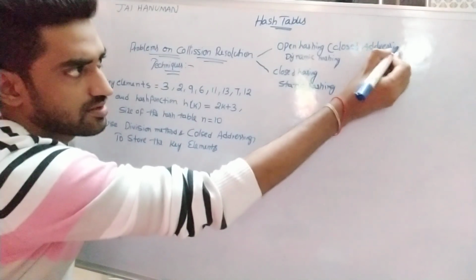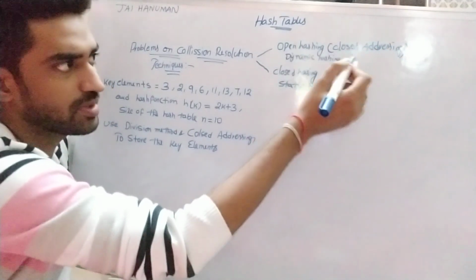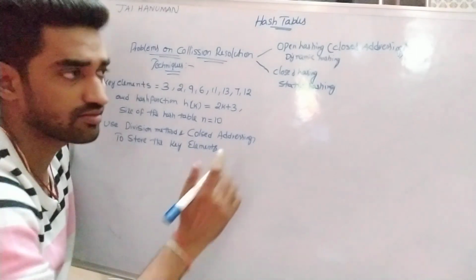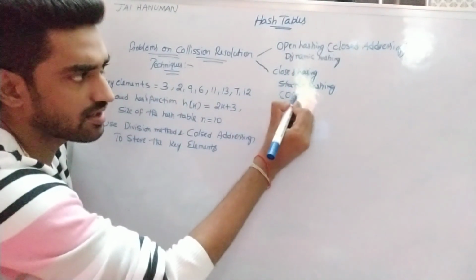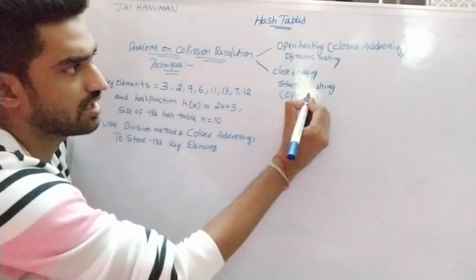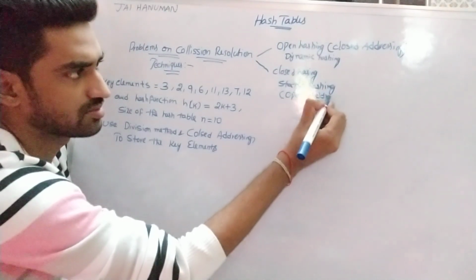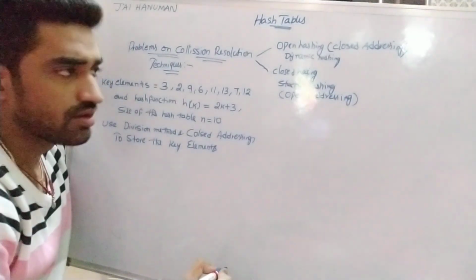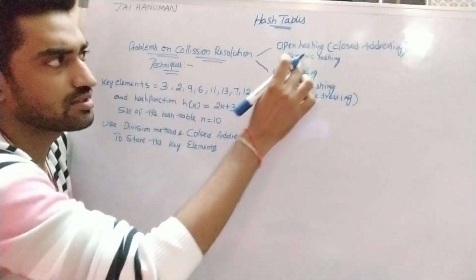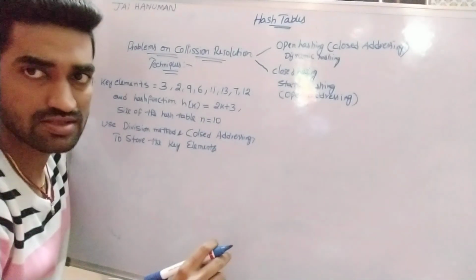This is a very important thing. Now, what is the another name for open hashing? Closed addressing, right? Now, what is the another name for closed hashing? Open addressing. This is very important. So these are the other names for open hashing and closed hashing, right?